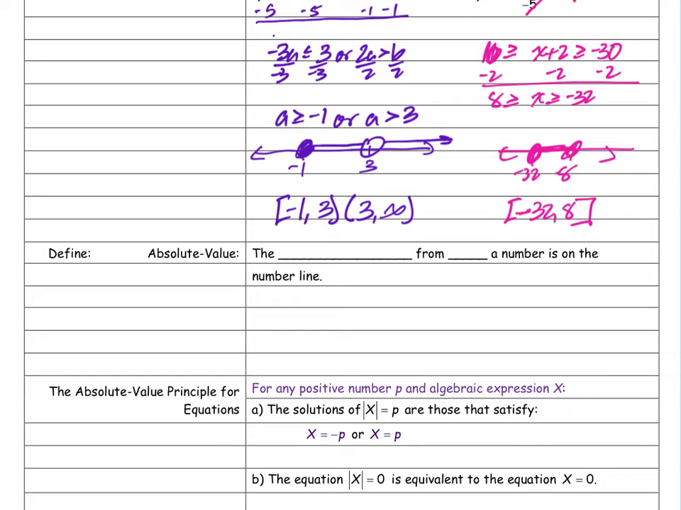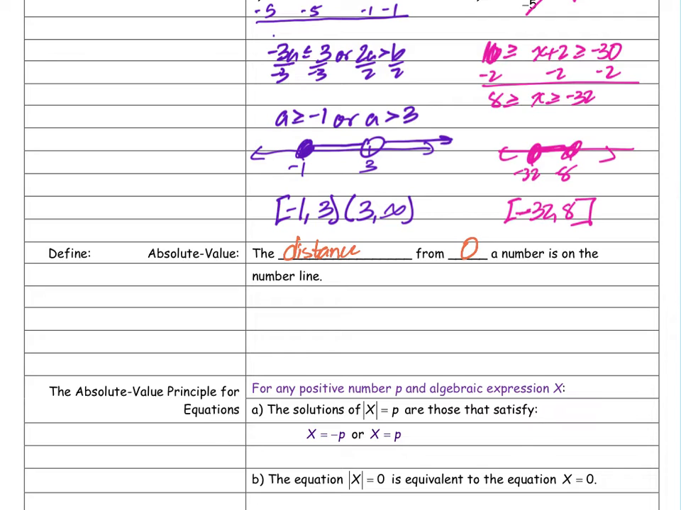So we're going to define some words first, and then we're going to go on. Oh my gosh, I almost forgot what I was talking about. So we're going to define absolute value first. Absolute value is the distance from 0 a number is on the number line.